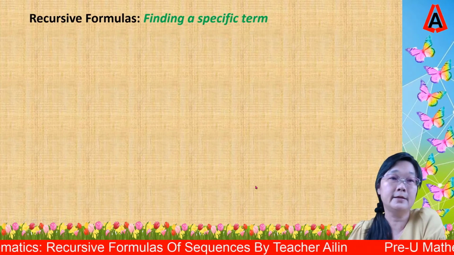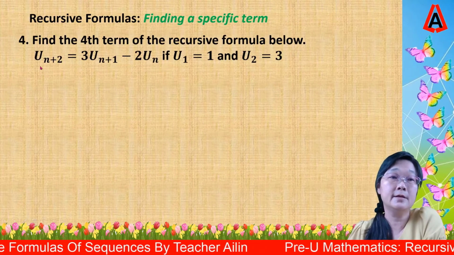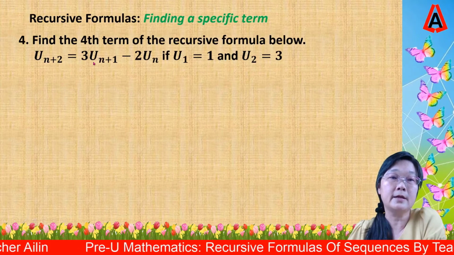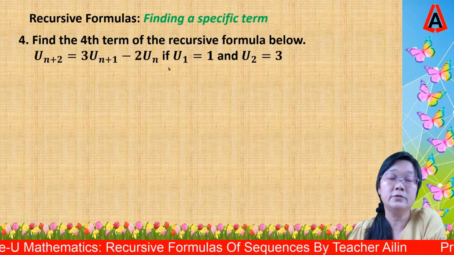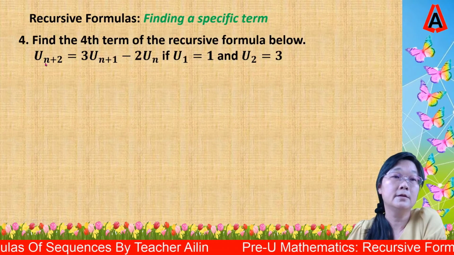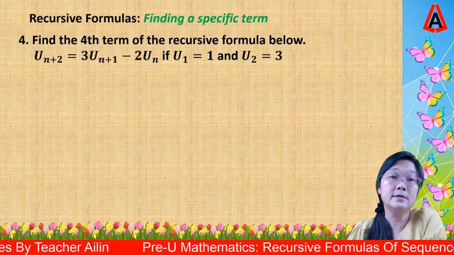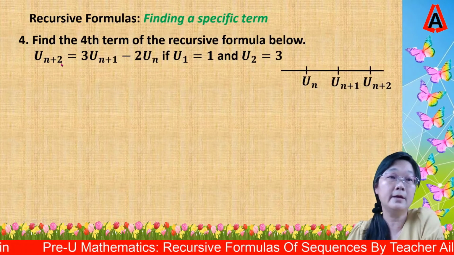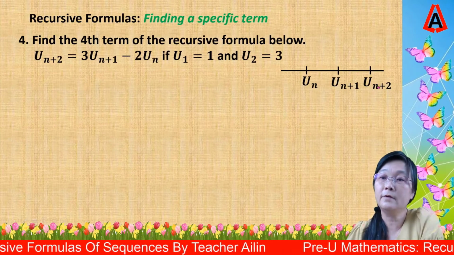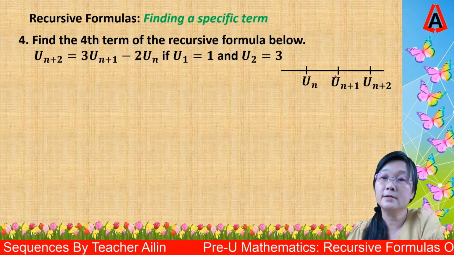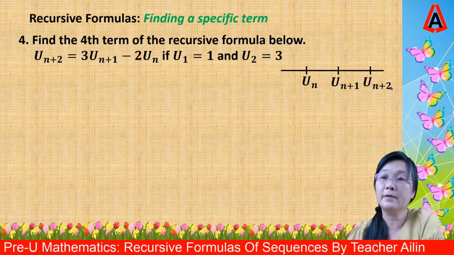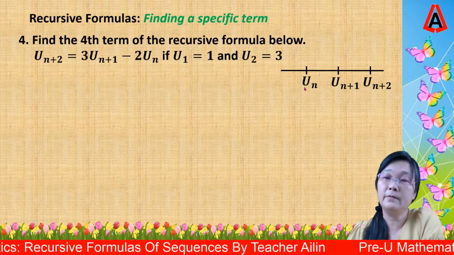Now we look at another example. In this example, the recursive formula given is u_{n+2} equals 3 times u_{n+1} minus 2u_n. In this recursive formula, if we want to find any term, we can see it depends on two terms. When we look at the number line, n plus 2 is here, n plus 1 is the previous term of n plus 2, u_n is the previous term of n plus 1. So if we want to find the term n plus 2, it depends on two terms before it.